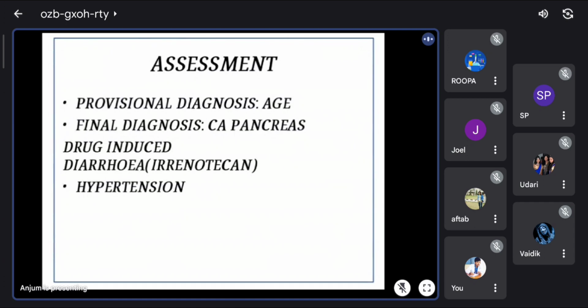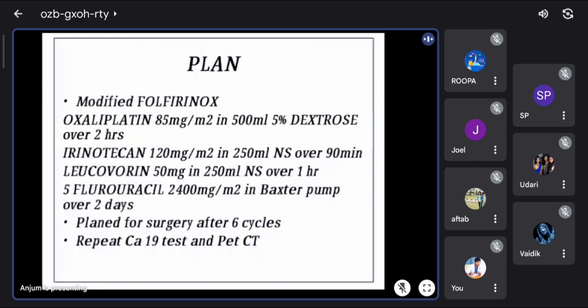The drug which has caused this is irinotecan. Irinotecan has the tendency to cause delayed diarrhea. Diarrhea is of two types, acute and delayed. Acute occurs immediately, whereas delayed is after 24 or 48 hours. That's how the patient developed diarrhea after 48 hours because of irinotecan. Hypertension, that is elevated BP, was there. So this was the plan. As he developed diarrhea because of the regimen, we have changed the dose of Folfirinox, which we call modified Folfirinox.